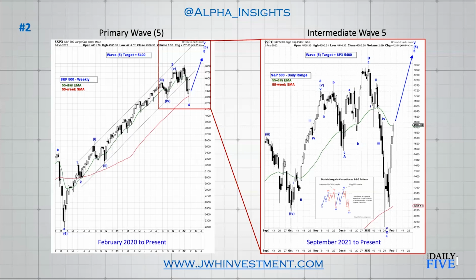Now, if we look to the right side of this chart, we can see it in greater detail. And I've actually inserted a textbook clip at the bottom that shows you exactly what a double irregular correction should look like.